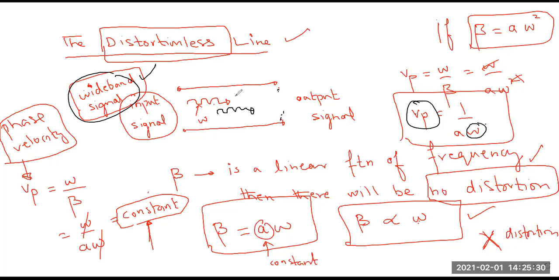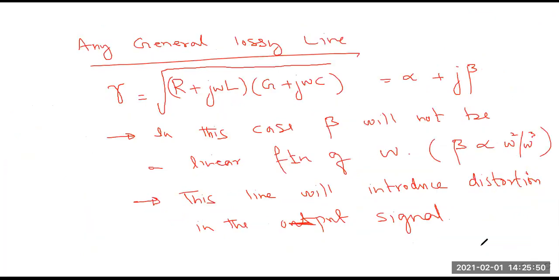So now you can also relate distortion to phase velocity. If phase velocity is constant on a transmission line, then it means it is a distortionless line. And if the phase velocity is a function of frequency, then it means the transmission line will not be a distortionless line.